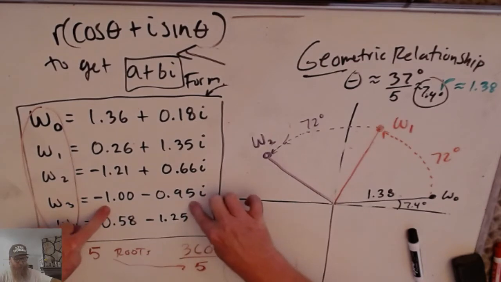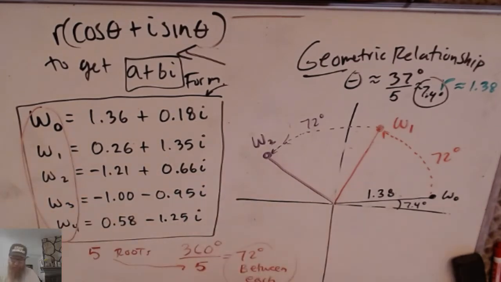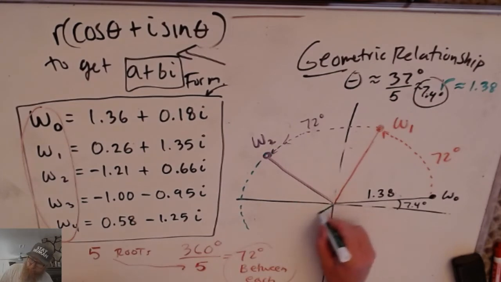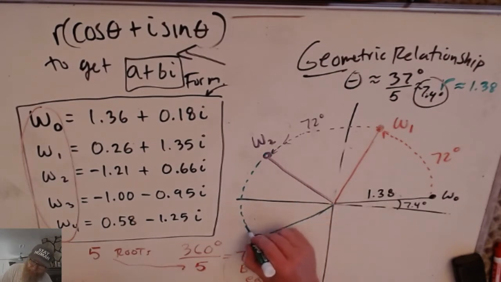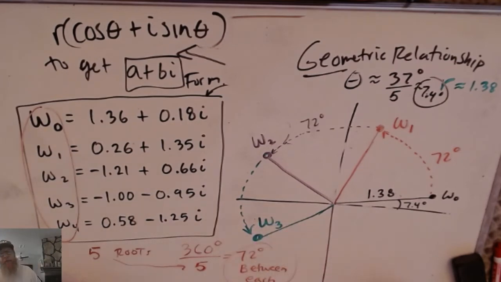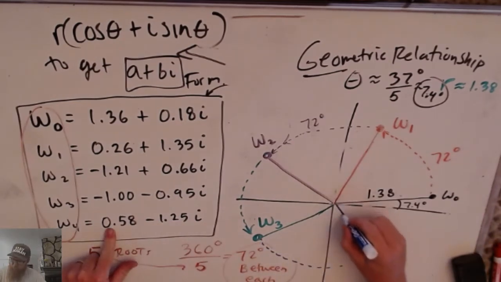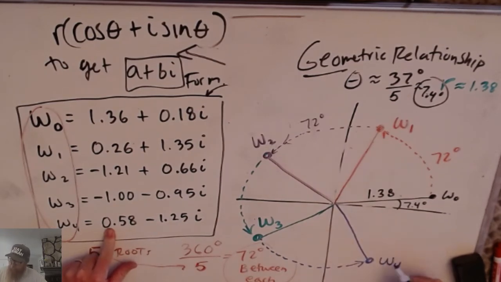This is in quadrant 3 now, so we're going to go 72 more degrees down to quadrant 3. And that'll be our omega 3. And then we're going to go 72 more degrees into quadrant 4. And that will be your omega 4.